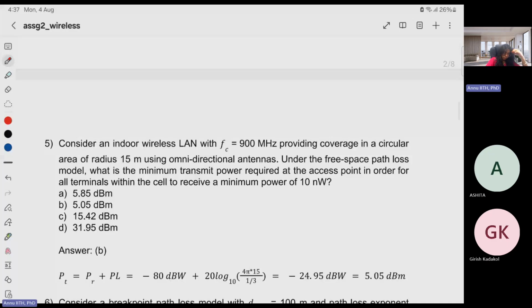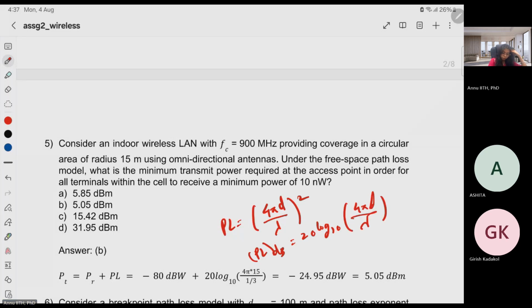Radius is given. PT is equal to PR plus path loss. PR is already given. And then path loss is equal to (4 pi d by lambda) square. And we convert into dB. So path loss in dB is equal to 20 log 10 of 4 pi d by lambda. If we put the d value and lambda value, we will be getting PT.